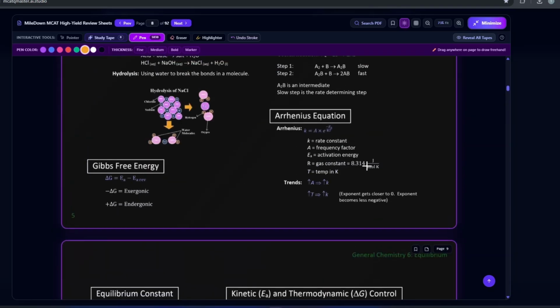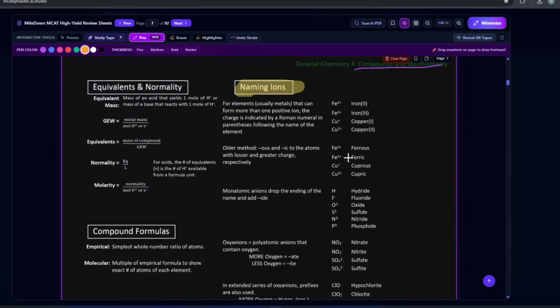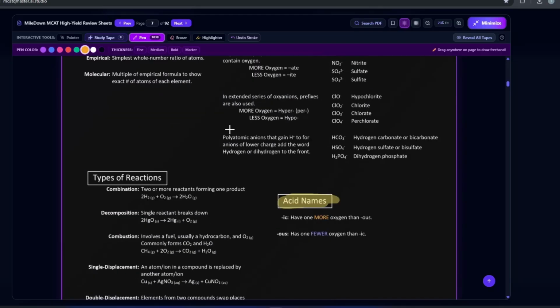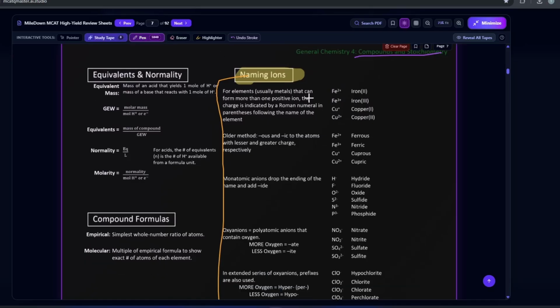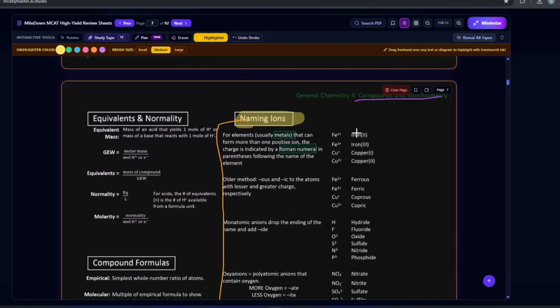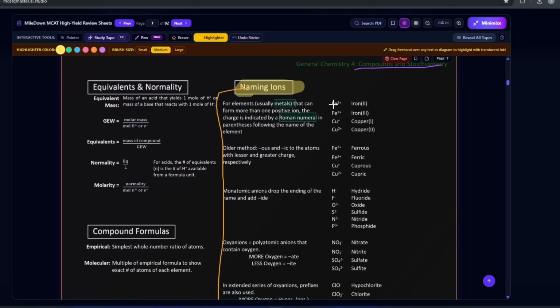So for chapter 4, let's go back. Let's start with the naming because all you really have to do is start memorizing these things. For elements, usually metals that can form more than one positive ion, the charge is indicated by a Roman numeral in parentheses following the name of the element. So this is iron, Fe is iron, right? The 2 resembles its charge. Same with copper down here. So if it's 2 plus, you have the Roman numeral 2.